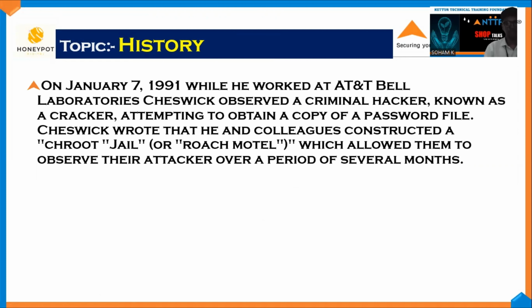On January 7th, there was an attack going on at AT&T Bell Labs. One hacker tried to crack the code of their firewall and get through their security so that he could get a password file. So he made a crowd jail, or a Roach motel, to not allow him to go through this firewall. He made a jail in which the hacker could be observed, and he could not take action on the hacker, but he could observe him.